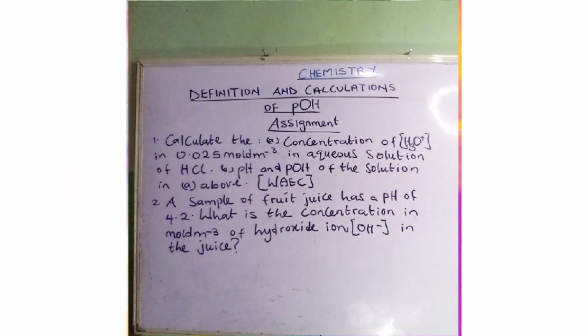So that is the concentration of the hydrogen ion in this question. This is an assignment for you in order to test your knowledge and understanding of this topic. Question 1 reads thus: A, calculate the concentration of hydroxonium ion in 0.025 mole per dm cube aqueous solution of HCl. B, calculate the pH and pOH of the solution in A above. Question 2: a sample of fruit juice has a pH of 4.2. What is the concentration in mole per dm cube of hydroxide ion in the juice?